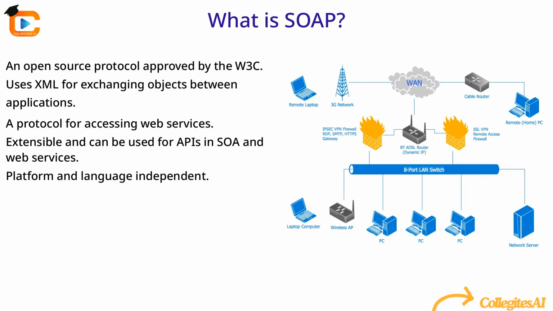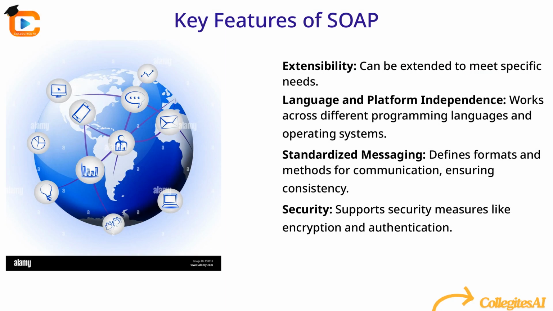SOAP uses XML, or Extensible Markup Language, to exchange data between applications, making it flexible and adaptable. This protocol is specifically designed for accessing web services, allowing applications to interact with each other over the Internet. SOAP offers several key features that make it a robust and versatile protocol.